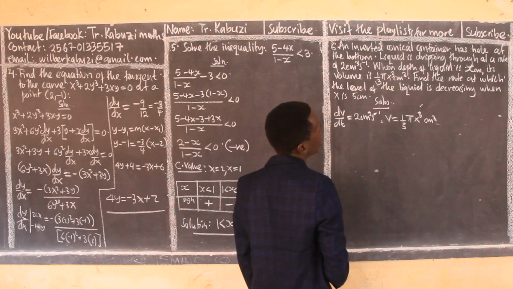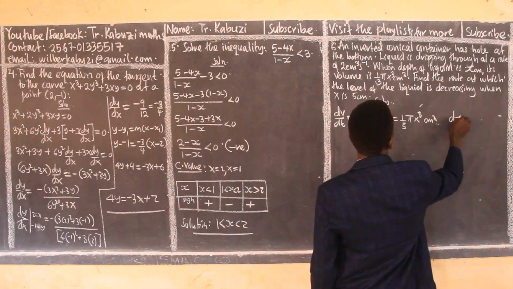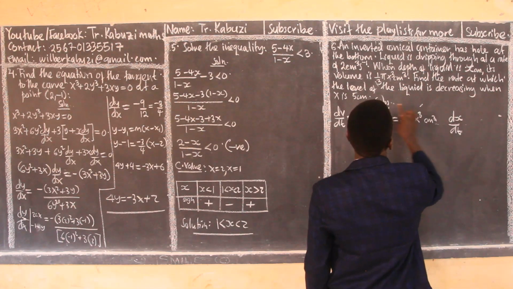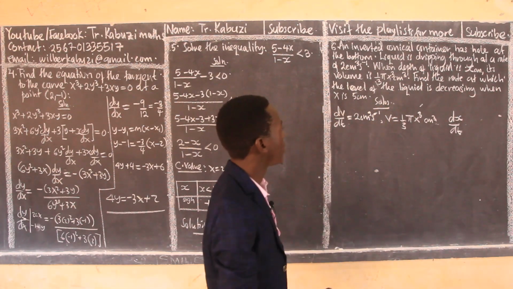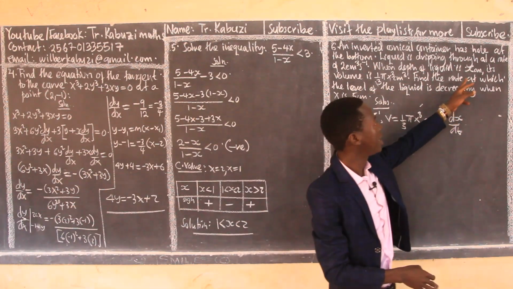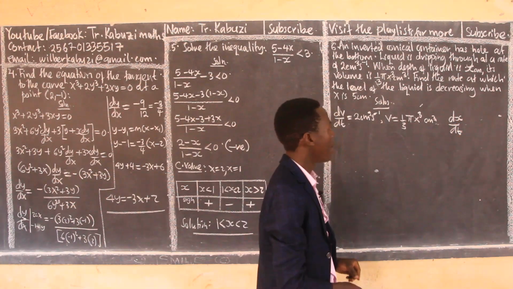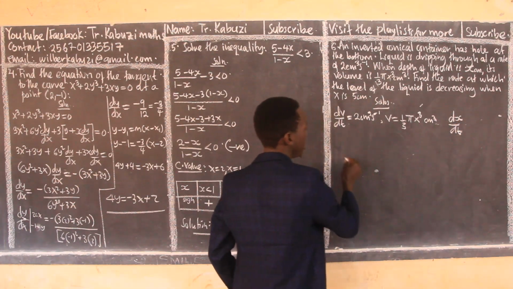Find the rate at which the level of water is decreasing. So they want us to get dx/dt. The depth of water is decreasing, because the level of water is the same as the depth, and they told us that our depth is x. That's why we want to get dx/dt. But now, we all know how to get dx/dt.